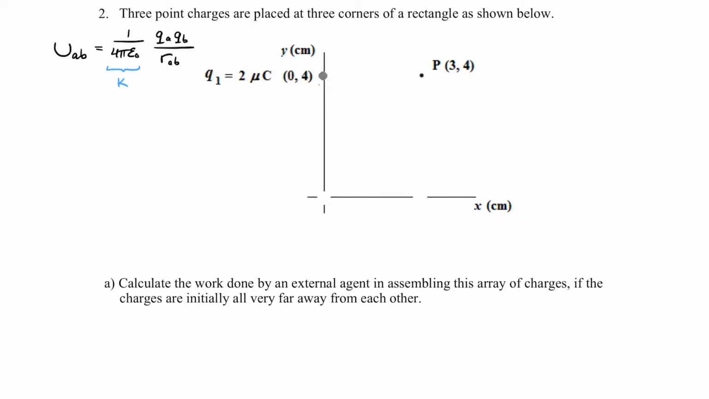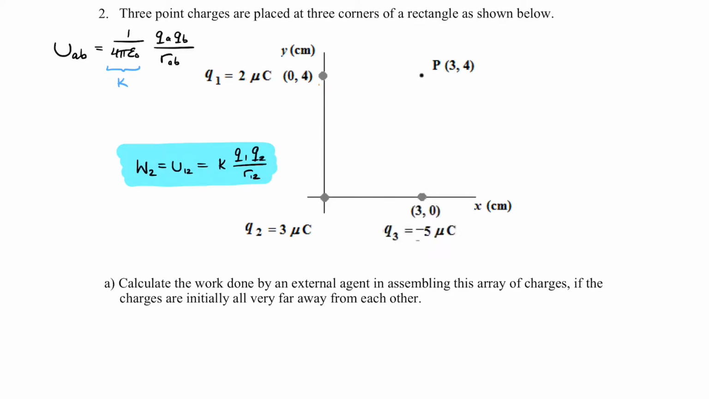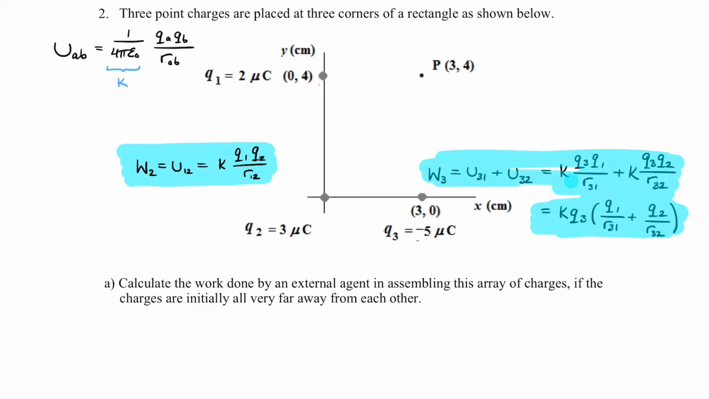Okay, now let's bring in Q2. This time, however, Q1 is already there, and so there will be an electric field that Q2 has to move through. The work required to bring in Q2 will therefore be the energy stored between Q1 and Q2 in their final configuration. When we then try to bring in Q3, it will be moving through an E field created by both Q1 and Q2. Therefore, the work required to bring in Q3 will be equivalent to the sum of the energy stored between charges Q1 and Q3 and Q2 and Q3.